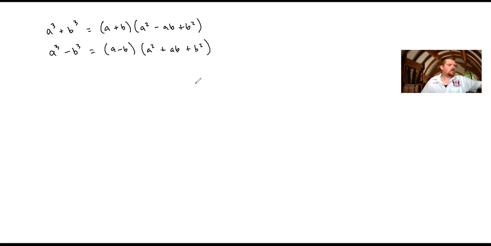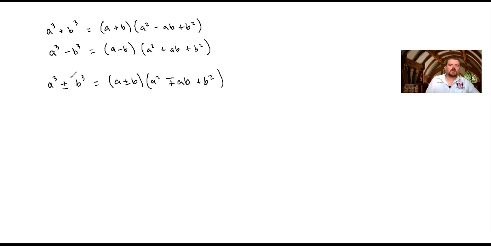So in some textbooks, they'll combine these two into a single formula. Sometimes that confuses students, so if you want to write them out separately, you can. But some textbooks, like I said, will write it as a single formula. So it would be a cubed plus or minus b cubed equals a plus or minus b times a squared minus or plus ab plus b squared.